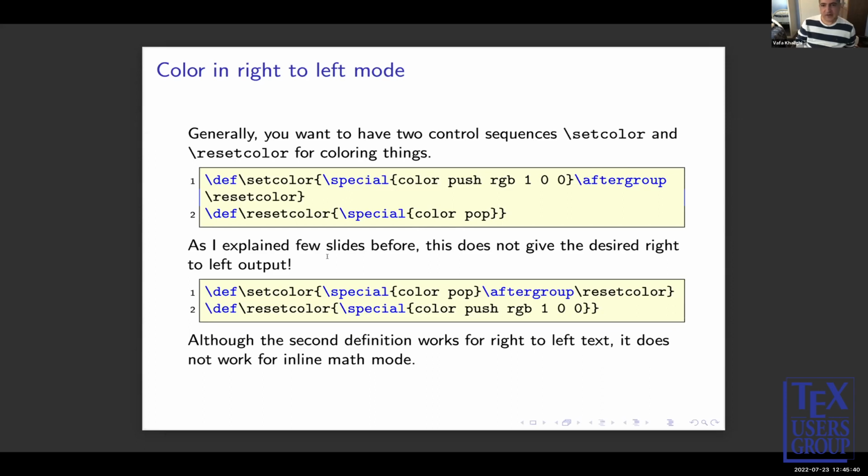So this works correctly for left to right mode, but it doesn't work for right to left mode. So what we need to do is swap the order of the specials. With set color in right to left mode, we need to do color pop. And for reset color, we need to do color push.